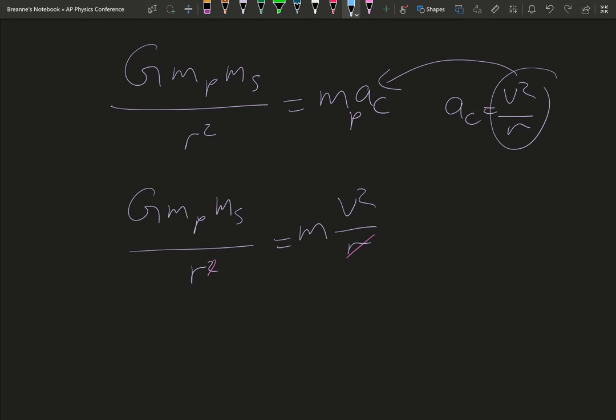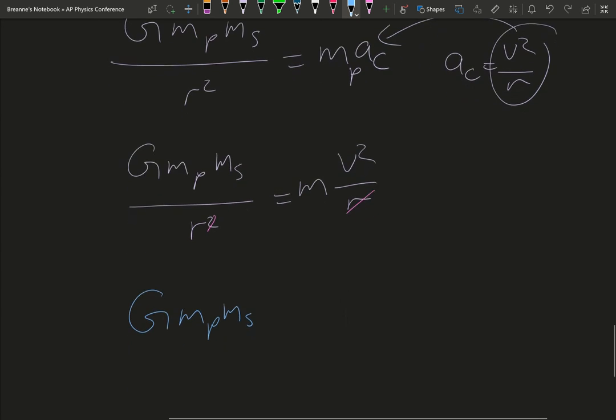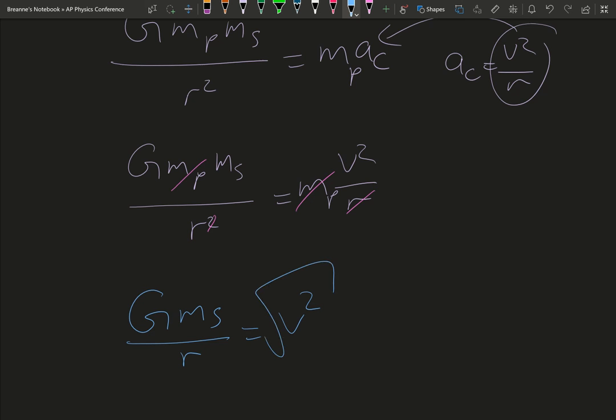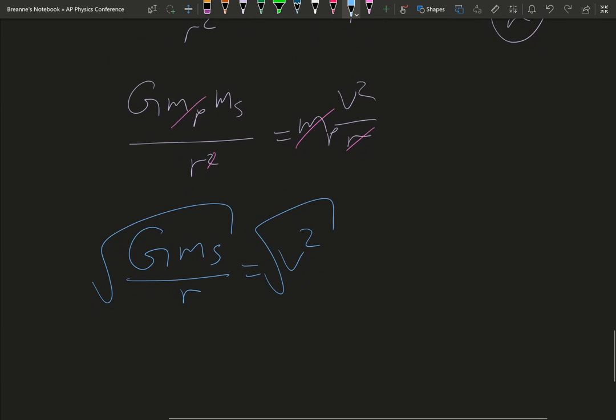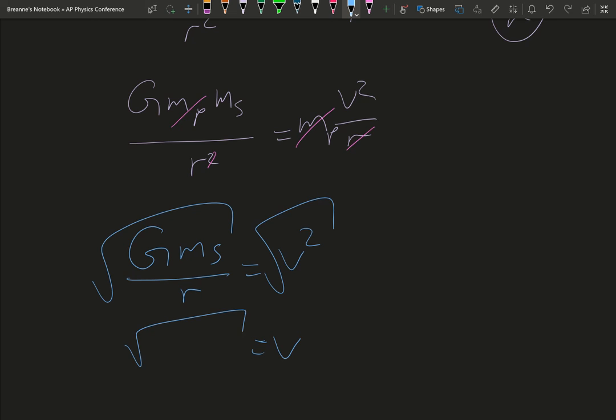And then, so you get G, M_P, M_S. Oh, and you can get rid of your mass P also. Hold on. You can get rid of the mass of your planet, because we're just focusing on the stars. So mass of the star divided by r equals v squared. Get rid of the square, you get square root. So v equals the square root of G M_S over r.